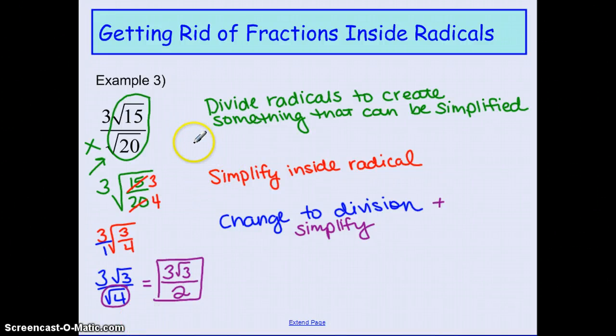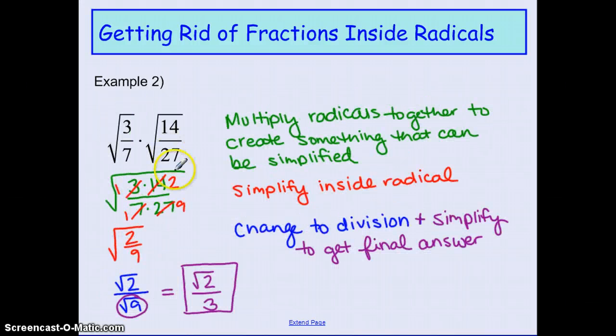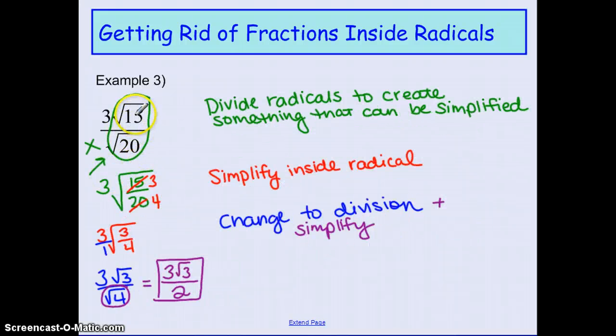So the difference between example 3 and example 2 was that back here in example 2, we started by multiplying the two radicals together, whereas here in example 3, we divided the two radicals. Both times we were then able to simplify inside the radical, change to division, and simplify, getting the same result. Now in this example, you notice that we were able to also get rid of this radical in the denominator, which is something else that's not going to be allowed for us, by changing this to division.